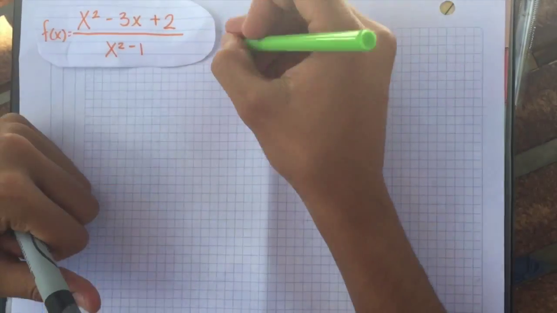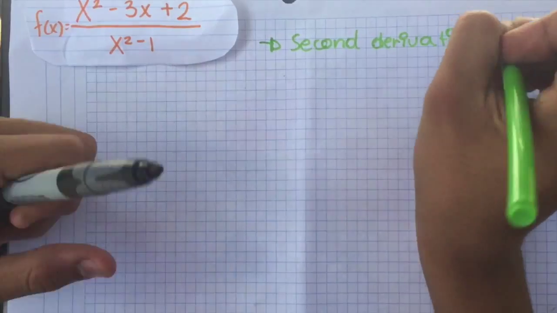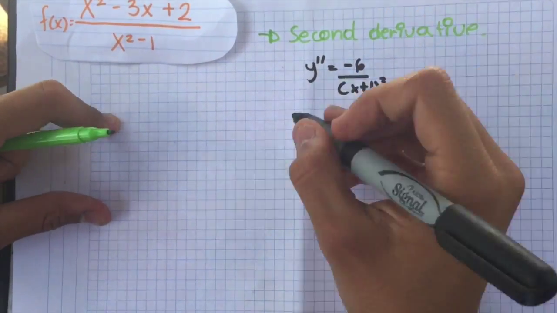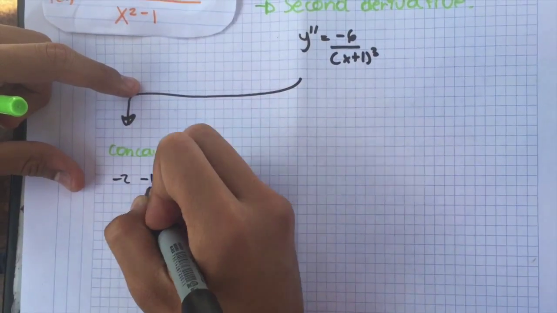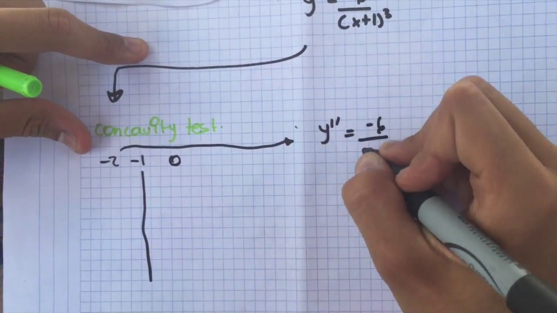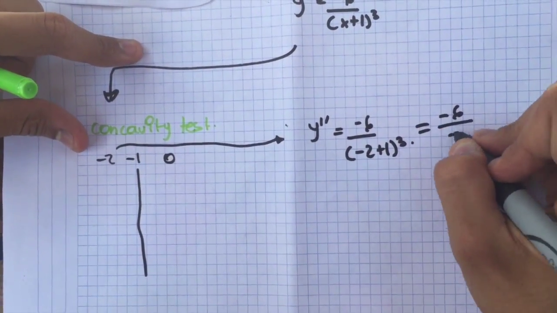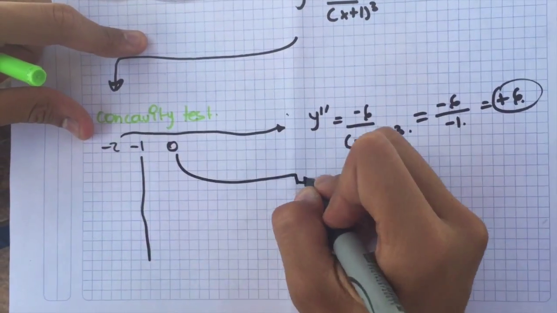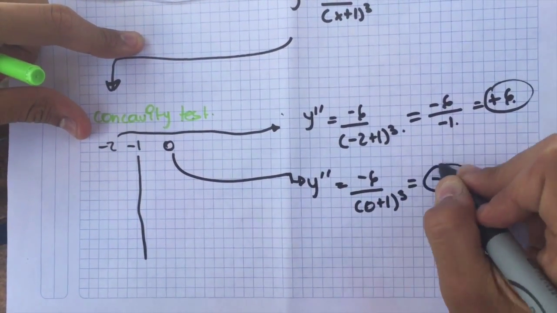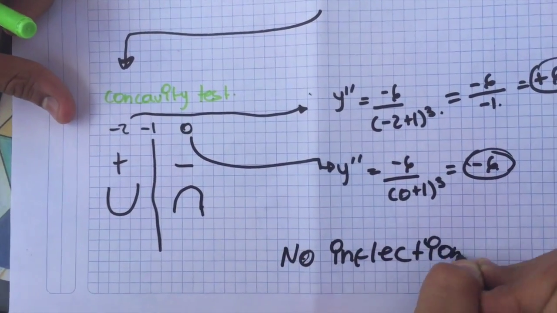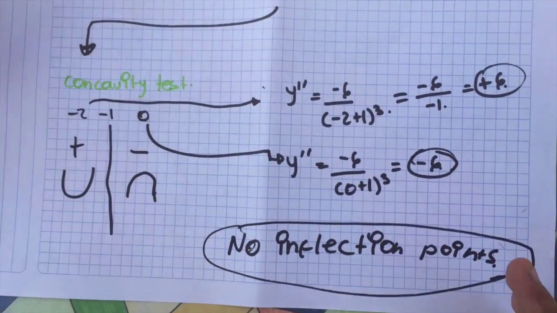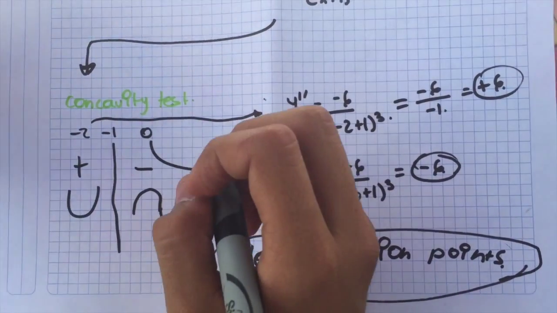To know the concavity, we test with the second derivative. So we have the values of minus 2, minus 1, and 0. We will compare with minus 2 and 0. Therefore, we need to substitute minus 2 for x in the second derivative. The result will be a positive parabola, so it will be upwards. When we substitute 0 for x in the second derivative, it will be minus 6, and therefore this will be a negative parabola, so it will be downwards. So, a happy face for positive and a sad face for negative.